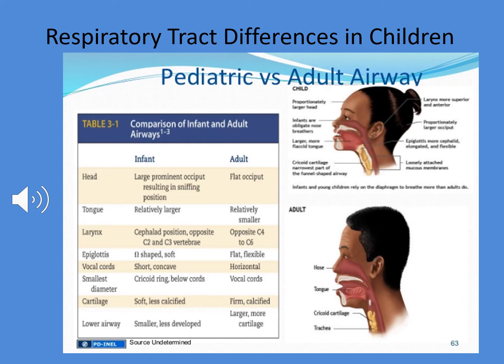So laying flat can put their head in a flexed position, again, kind of cutting off or obstructing part of that airway. Their tongues are large in proportion to their mouth, which again leads to more easily obstructing that airway. They have small nares and are nose breathers until about 6 months of age.